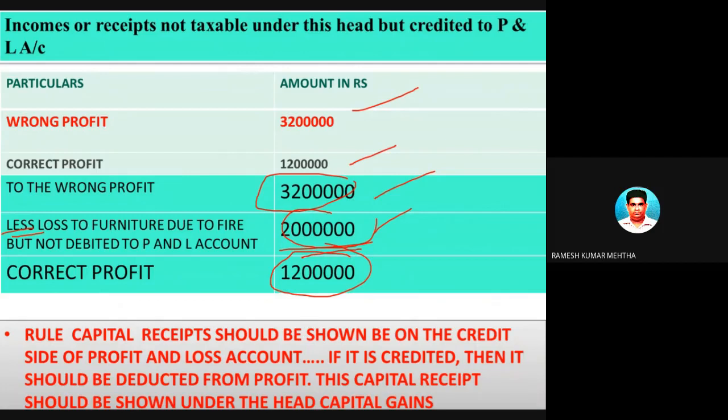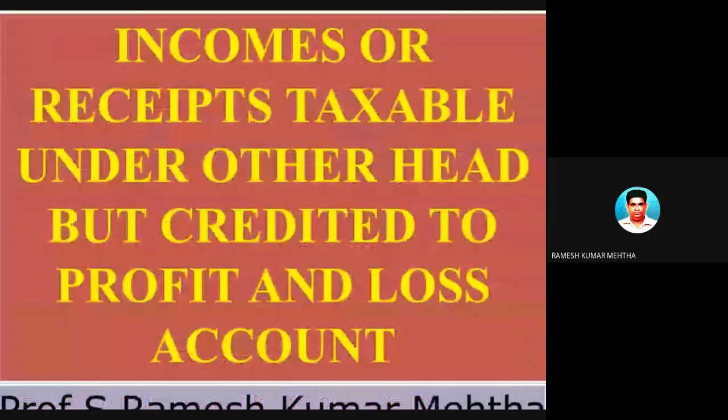So the summary is: capital receipt should not be shown on the credit side of profit and loss account, and if it is credited, then it should be deducted from profit. This capital receipt should be shown under the head capital gains. So hope you have understood up to this stage.